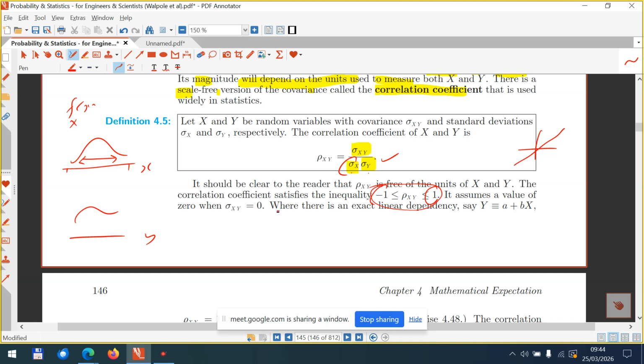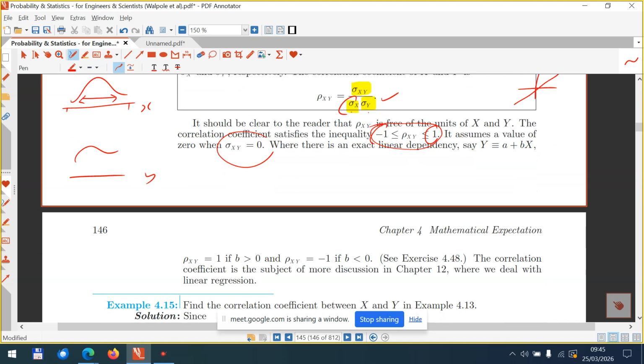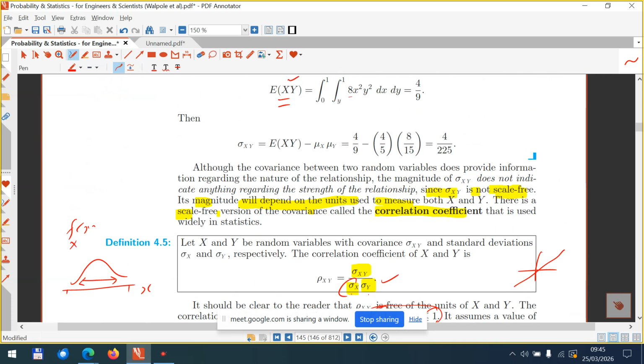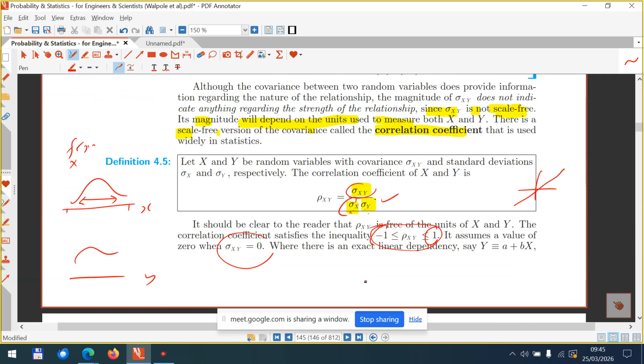So I told you plus 1 will mean highly or strongly correlated. Negative 1 will mean strongly negatively correlated. Plus 1 will be strongly positive correlated. So no correlation will be 0, right? 0. That is something we already know, because when the numerator is 0, then the denominator cannot help.